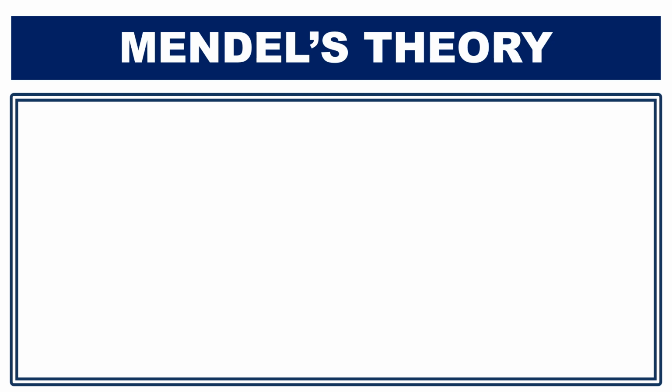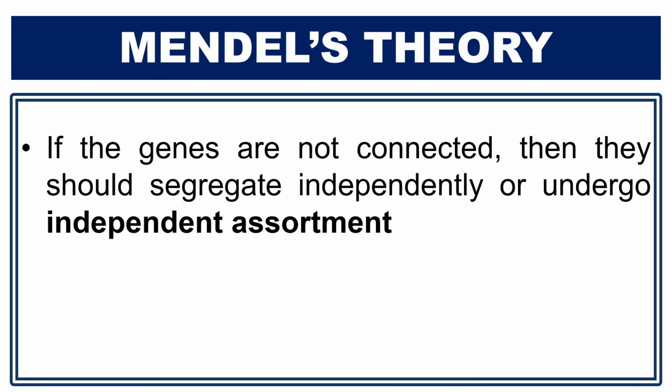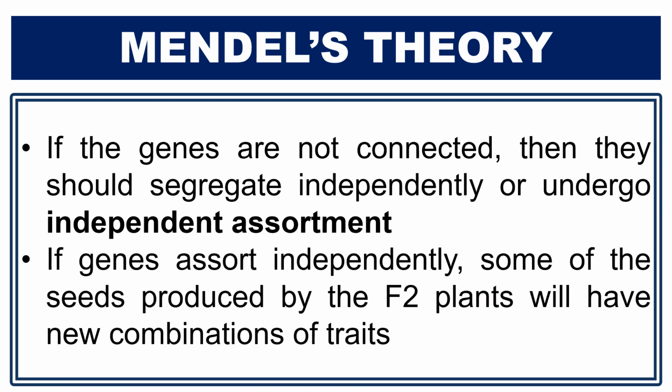Mendel then theorized, if the genes are not connected, then they should segregate independently or undergo independent assortment. If the genes assort independently, some of the offspring produced by the F2 plants will have new combinations of traits. He then performed his third experiment and tried to find the answer to his curious question.